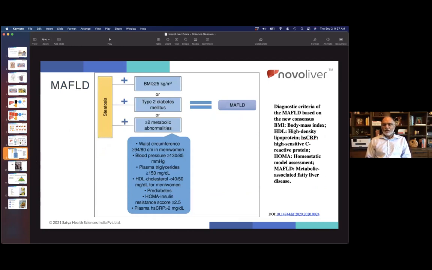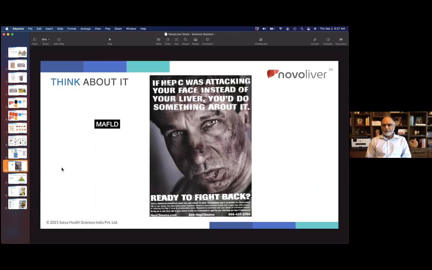Let me put a stark picture on for you. So this was a commercial, this was an ad that was in all the US journals for liver disease. If Hep C was attacking your face instead of your liver, you would do something about it. It's a pretty dramatic picture, ready to fight back or something. So why don't I do this? Why don't I just take this and put it here? If MAFLD was attacking your face instead of your liver, you would do something about it, right? So that's the point we're trying to make.